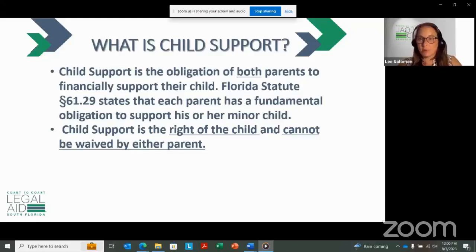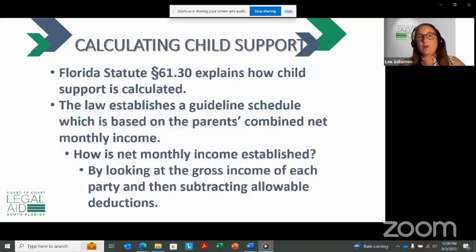This is something that comes up often in our cases. Parents don't want to have any interaction with the other parent. They're angry and they say, I don't want anything from the mother or from the father, but they cannot waive child support. So now, how is child support calculated?